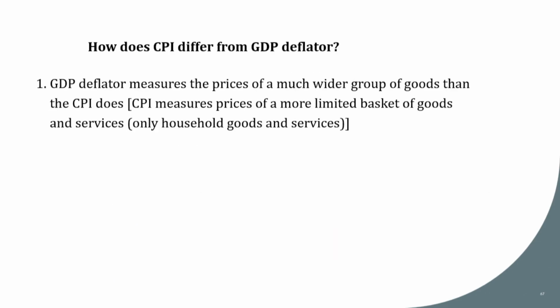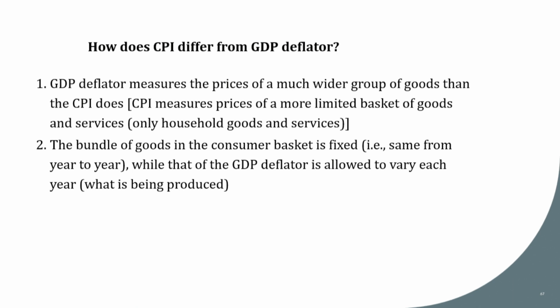So to summarize, how does CPI differ from GDP deflator? First, GDP deflator measures the prices of a much wider group of goods and services than CPI does, because CPI measures prices of a more limited basket of goods and services, only the household goods and services that are included in the consumer basket for typical households in the country.